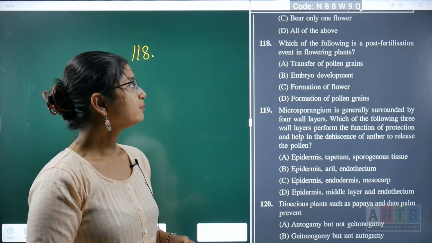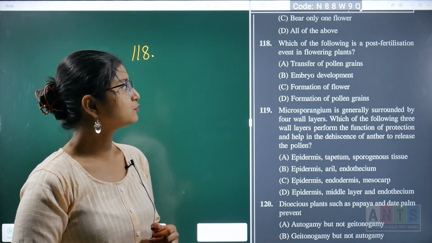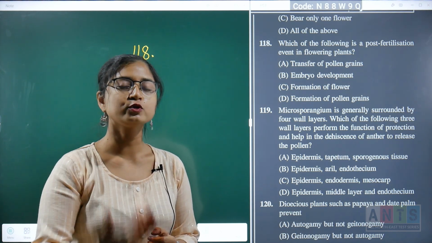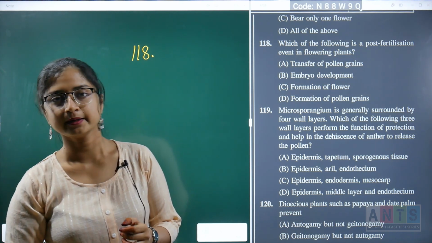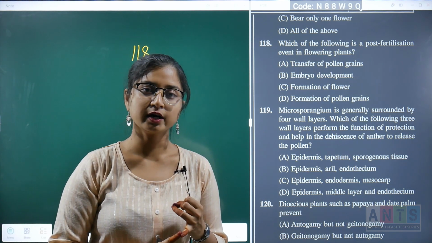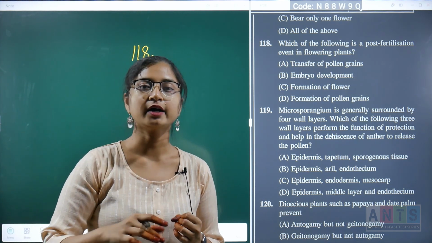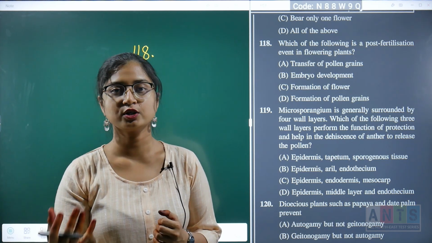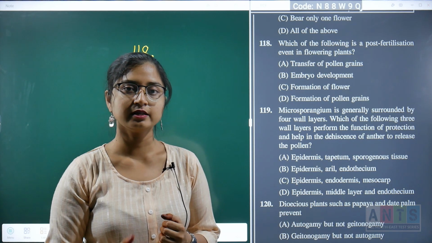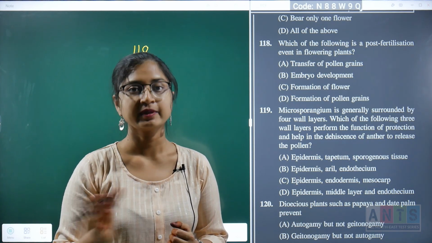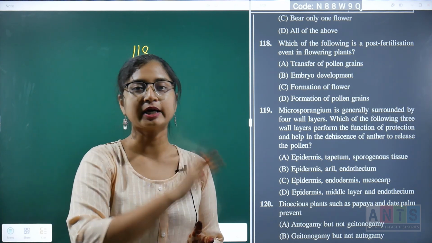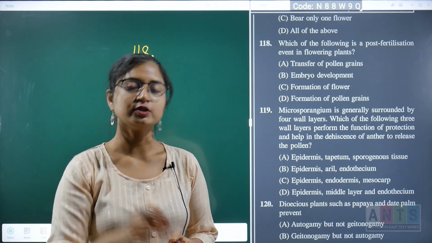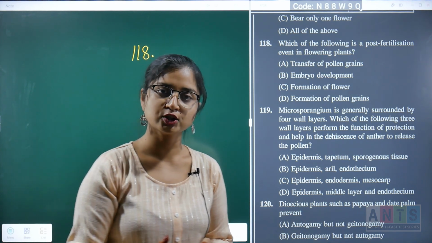Question number 118, which of the following is a post-fertilization event in flowering plants? So flowering plants में post-fertilization के जो events हम देख रहे हैं, zygote से embryo का develop होना, then that embryo later being enclosed in a seed, being further enclosed in a fruit. These can be considered as the post-fertilization event. एक और point जो उसमें add होता है, the primary endosperm cell developing into the mature endosperm. So these can be included under post-fertilization events.